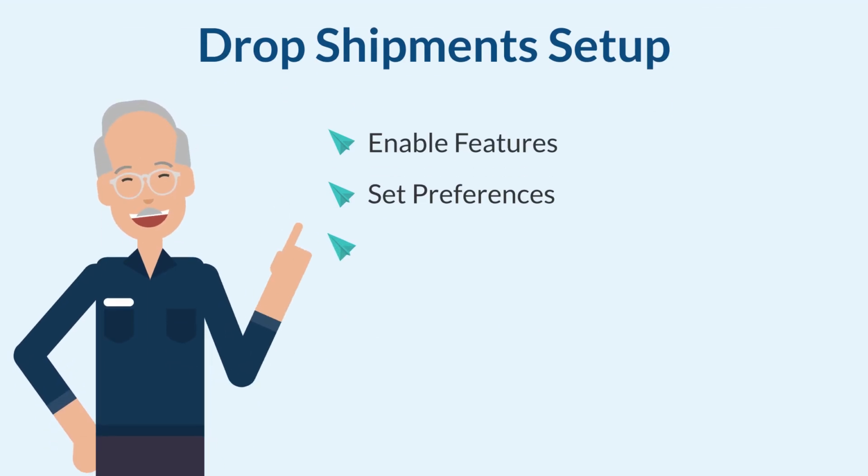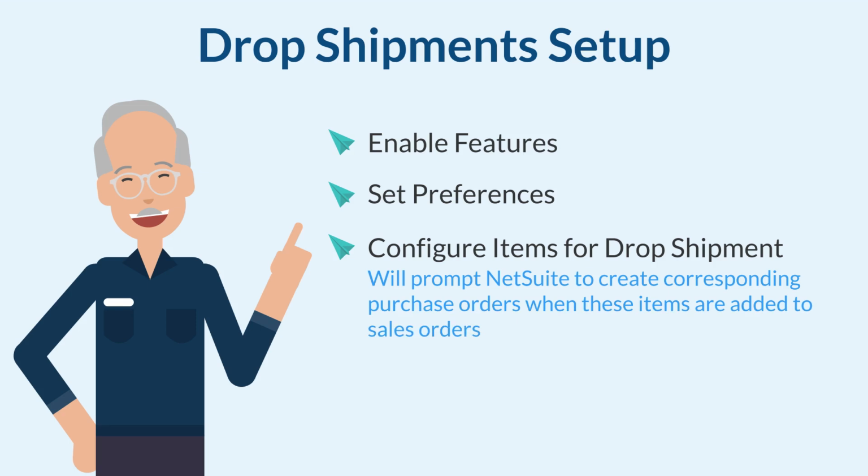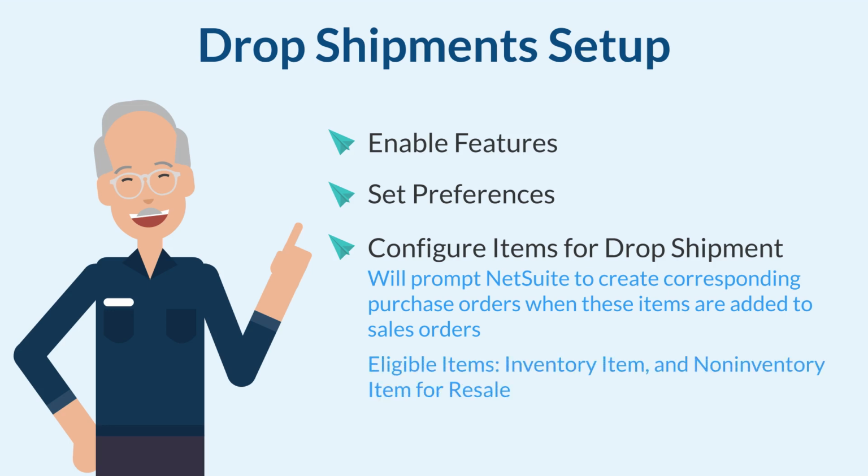You will also need to identify which items will be used for drop shipments, which you can do on the item record. Designating an item for drop shipment will simplify things for you, since every time a dropship item is added to a sales order, NetSuite will automatically create a corresponding purchase order for your vendor. There are two types of items you can designate for dropship: inventory items and non-inventory items for resale.